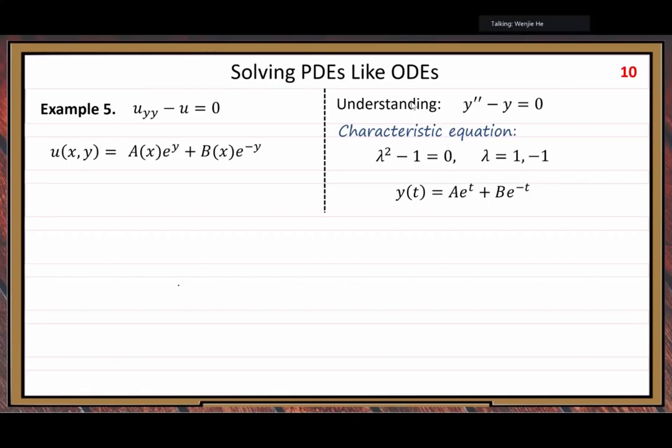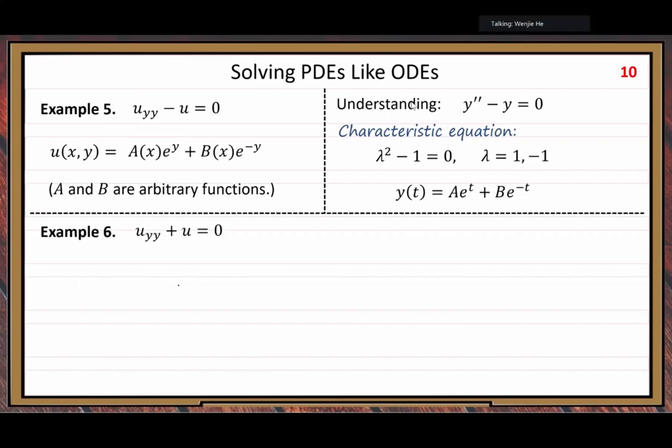Then e to the y, then capital B of x times e to the negative y. Capital A, capital B, arbitrary functions. That's example number 5. Number 6, a similar example. Change minus to plus.